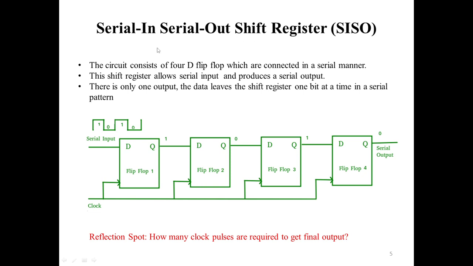So to design a serial in serial out shift register we need 4 D flip-flops which are connected in a serial manner. The shift register allows serial input and produces serial output. Here you can see the clock signal is common to all 4 flip-flops, which is called your synchronized clock. Students, please wait for a few seconds and think about how many clock pulses are required to get the final output. Here your answer should be that 4 clock pulses are required to get the final output.